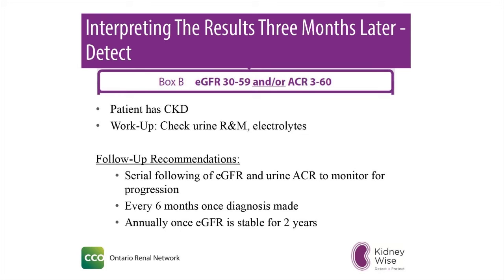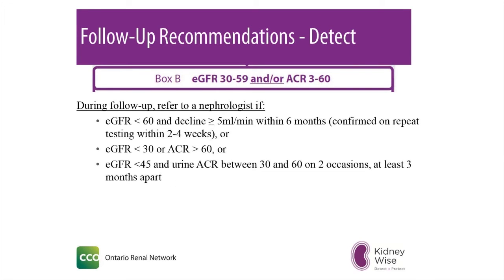Furthermore, these patients need ongoing follow-up in order to monitor for any progression of their chronic kidney disease. Serial follow-up of eGFR and urine ACR is required every 6 months after the diagnosis is made. If the patient's eGFR value is stable for a 2-year period, you can decrease the frequency of monitoring to once a year. This next slide talks about what to look for as you're monitoring the patient every 6 months or every year, depending on the stability of their chronic kidney disease defined by their eGFR level.